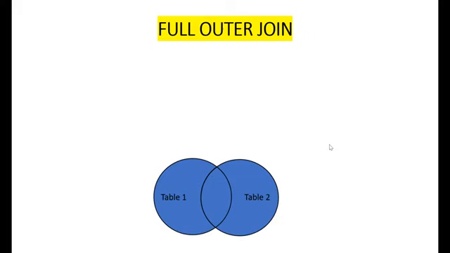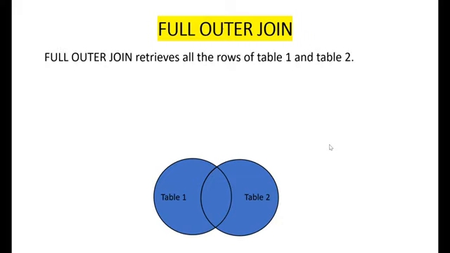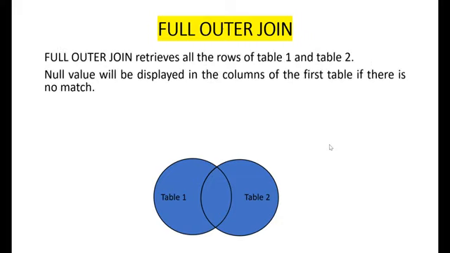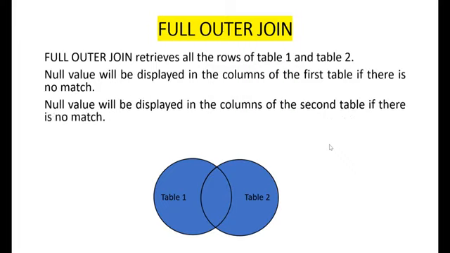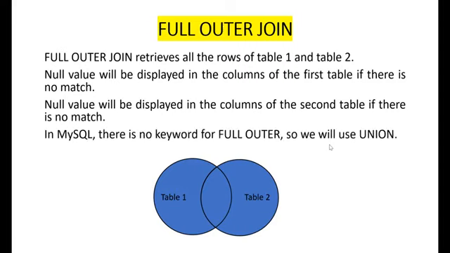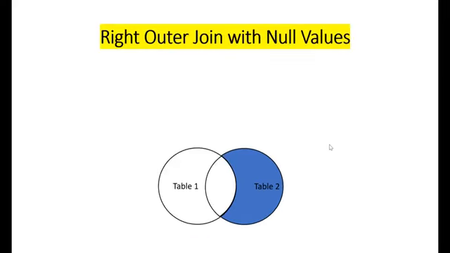For the full outer join, it retrieves all the rows from table 1 and table 2. So null value will be displayed in the columns of the first table if there is no match, and same thing, null value will be displayed in the columns of the second table if there is no match. In MySQL, there is no keyword for full outer, so we will use union.